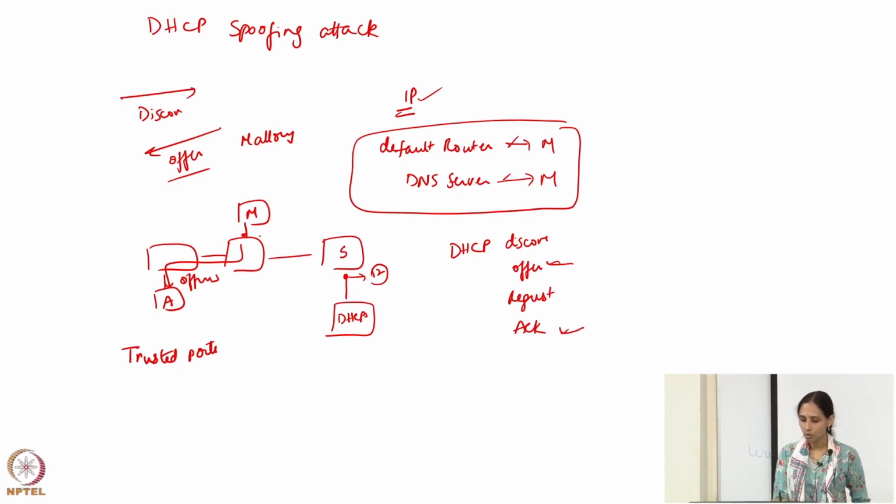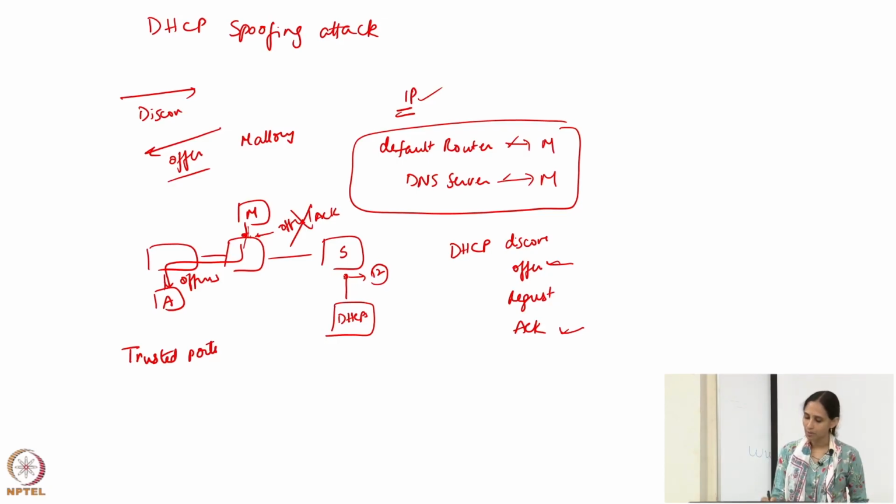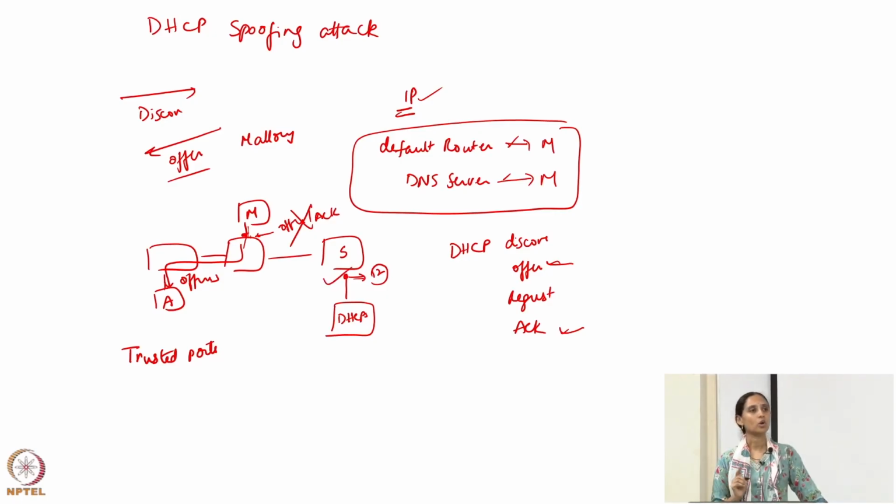So what the switch does is that any offers or ACKs, it will not allow them on any port other than the trusted ports. For example, if this guy sent an offer, this switch will drop that because that is not a trusted port. Whereas this port, because it has been configured as a trusted port, will allow offers and ACKs. On the other ports they are not allowed, they will get dropped. So that is how you handle this particular problem.